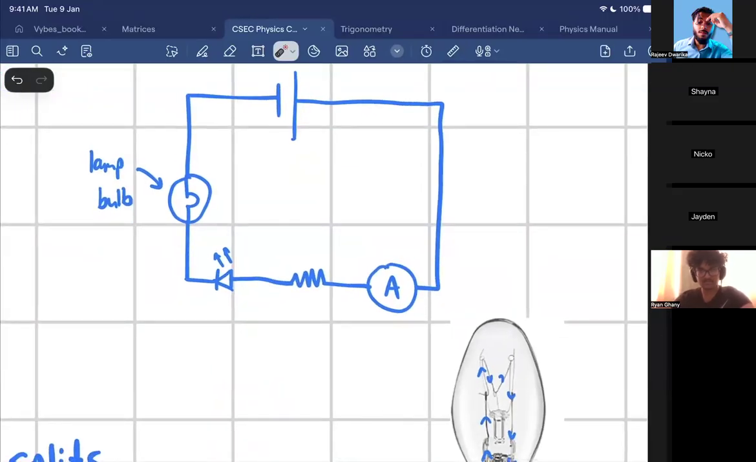I don't know what LEDs look like. I have trust issues, so let me show you all. Yeah, this is what LEDs look like. Watch it.